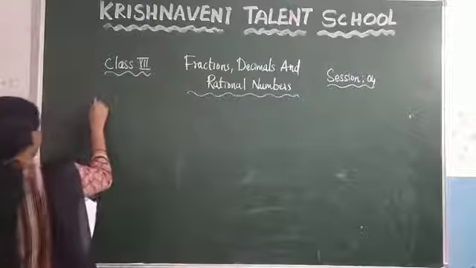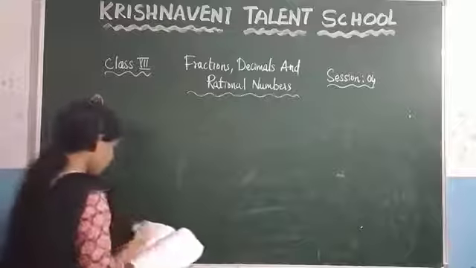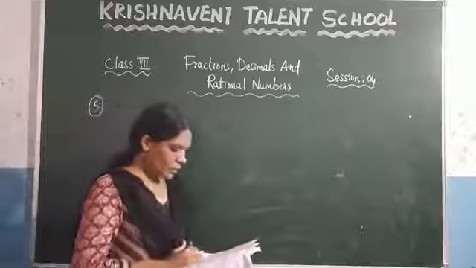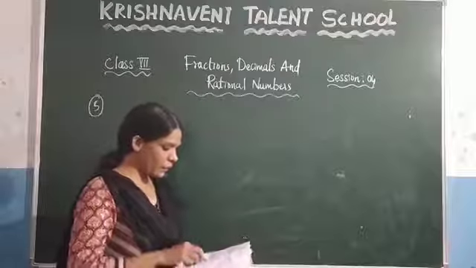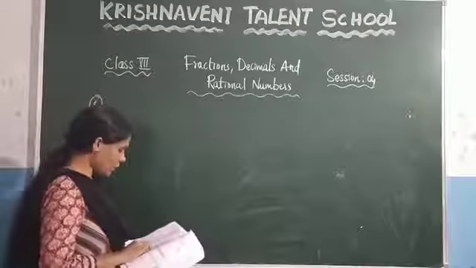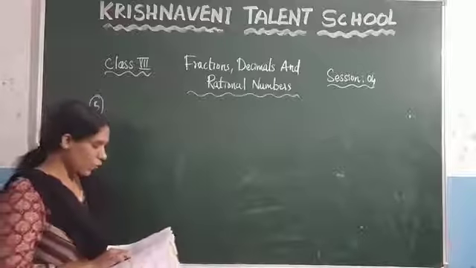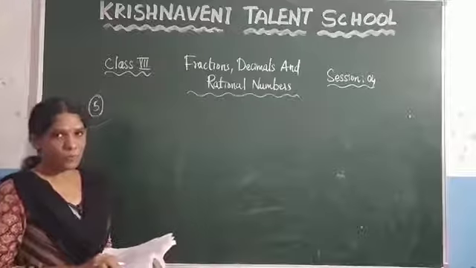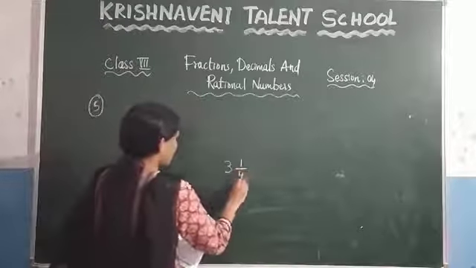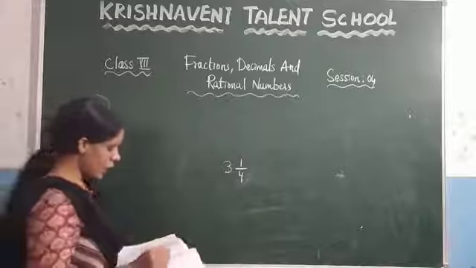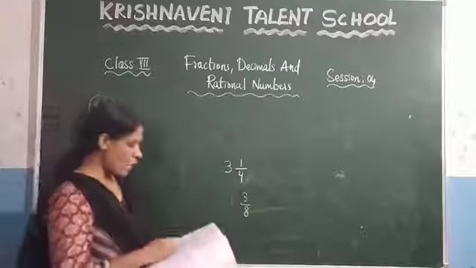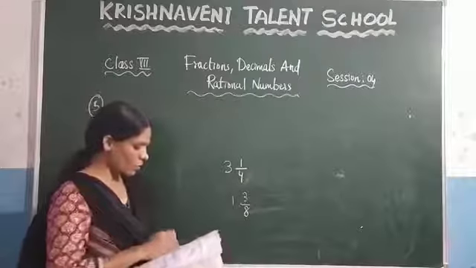Fifth question, the recipe. Read the question first. The recipe requires 3 1 by 4 cups of flour. Radha has 1 3 by 8 cups of flour. How many more cups of flour does she need? What do you understand from the question here? Radha wants to prepare one recipe, and for that recipe she needs 3 1 by 4 cups of flour, but she has only 1 3 by 8 cups of flour. And in the question they ask how many more cups of flour does she need?